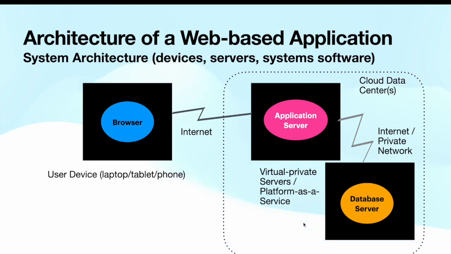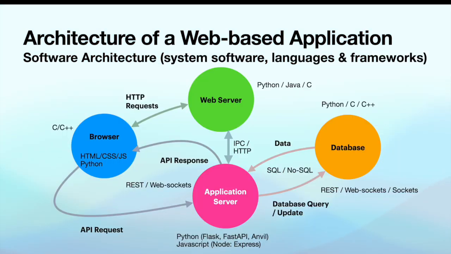Now, let's move even deeper. Let's examine the software architecture of a web-based application. Focusing on the system's software, the languages, the frameworks. Alright, so from the physical stuff to the code and logic, my favorite part. Exactly. In this diagram, we see the browser. It sends HTTP requests to the web server. The web server, often built with languages like Python, Java, or C, processes these requests.